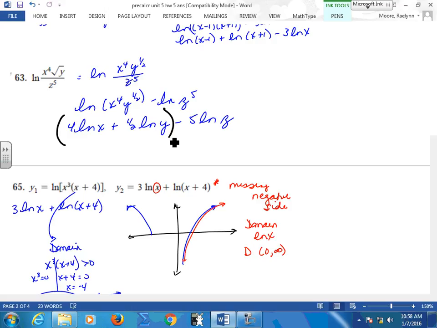Undo your product. Bring down your powers. Everybody good with that? That's a big one. Can everybody do that one? Okay, then the next part, you had to condense them. I don't think I gave you 65, right? No, I didn't give you this one.